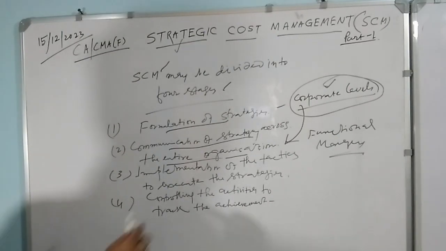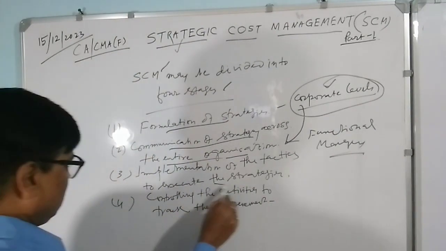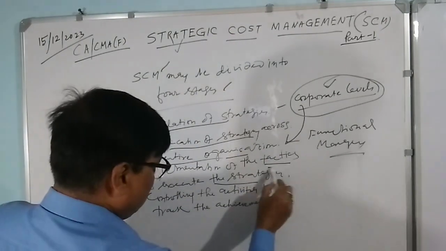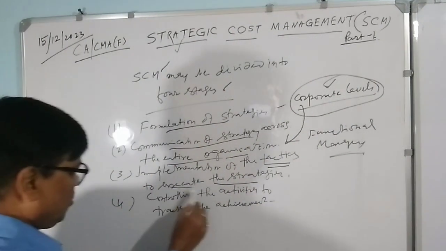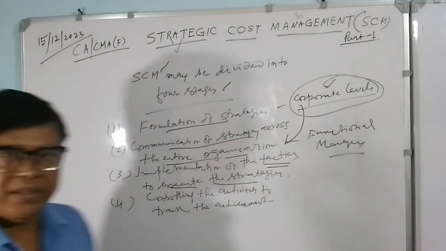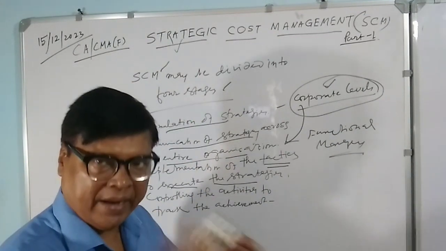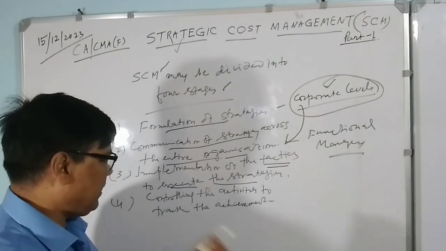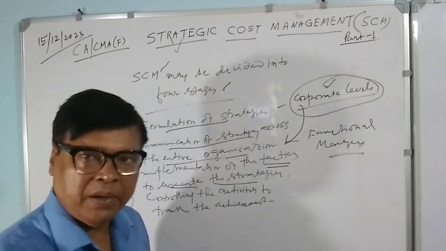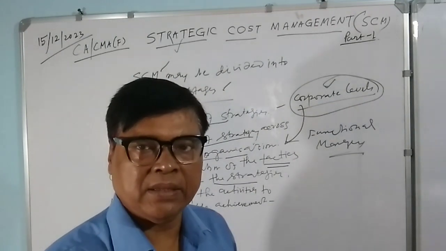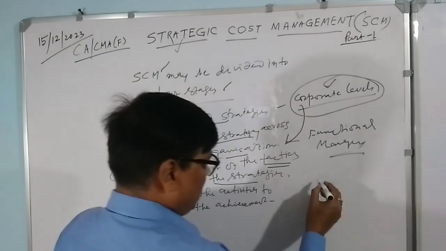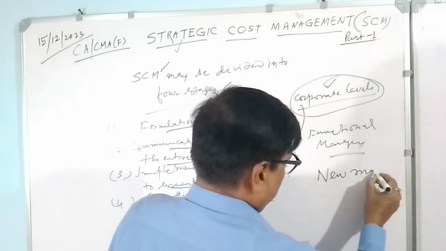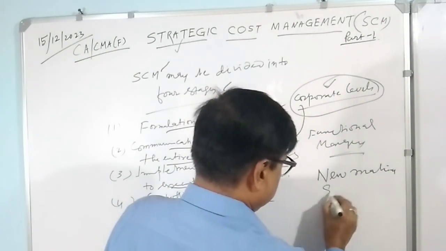Number 3, implementation of the tactics to execute the strategy. See, tactics, you have to know some technique for how to execute the strategy. See, strategy is such a plan, one kind of thing. So unless and until you know the technique for how to implement it, your strategy has no use. To take an example, suppose you have purchased a new sophisticated machine.